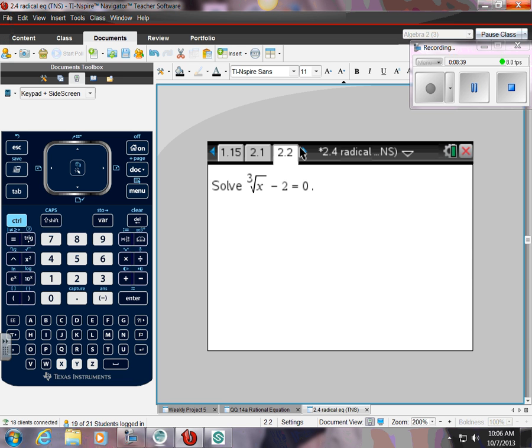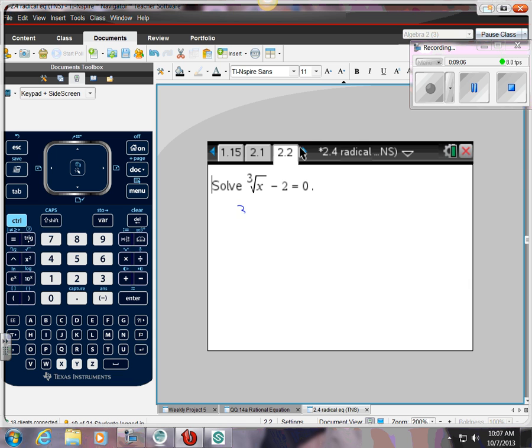All right, so I've got the cube root of x minus 2 equals 0. So it's not the square root, it's the cube root. But does that really change how we solve it? You're going to skip ahead to 2.2, guys, or wherever you get to this one. Okay, so the cube root of x minus 2 equals 0. How do I start this? Add the 2. Good. So in order to get rid of a cube root, I have to cube it. So we're going to cube both sides, and we get x equals 8.